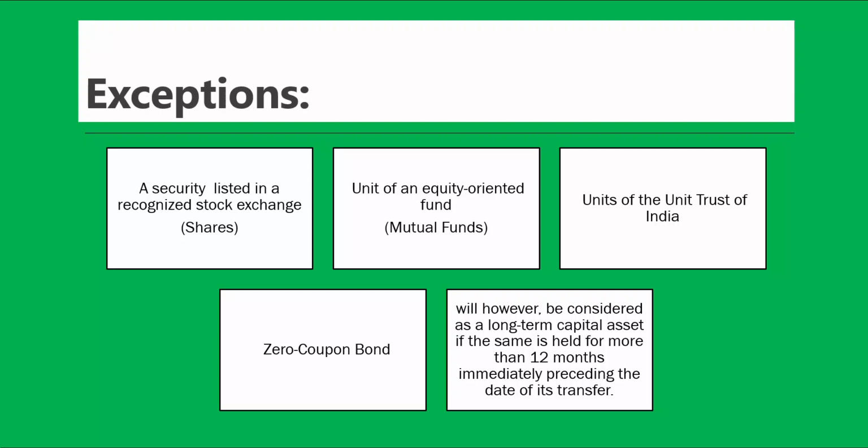It will, however, be considered as a long-term capital asset if the same is held for more than 12 months. So if you hold these assets which I have mentioned for more than 12 months, it will be called long-term, otherwise it will be called short-term. So for these, 1 year: if you buy shares and sell them immediately, short-term. But if you sell after 1 year, then long-term.